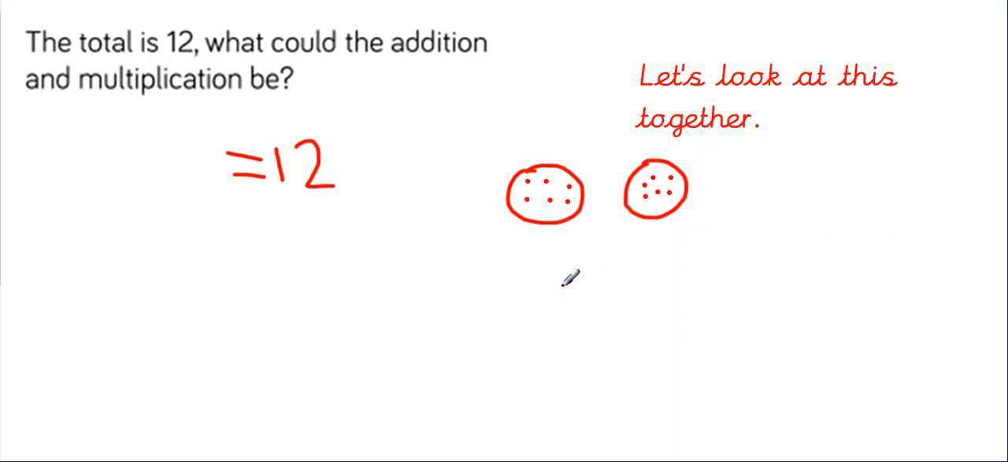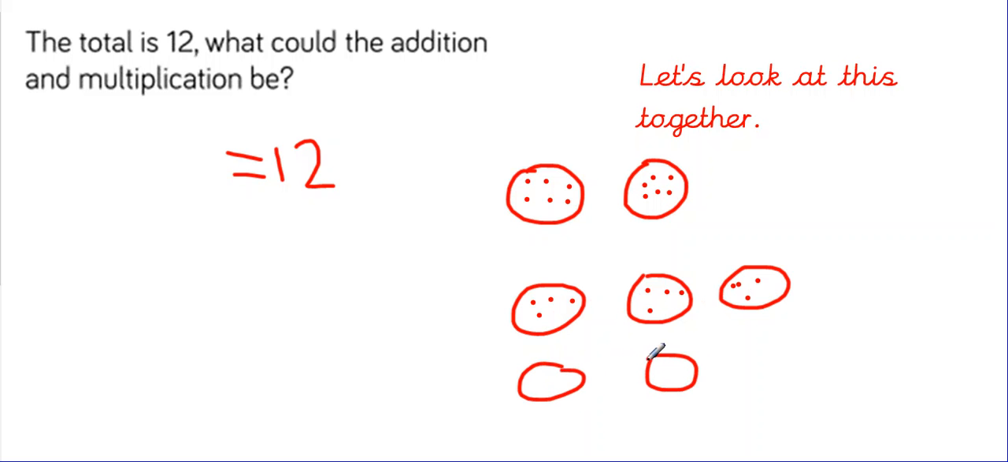Okay, I can also make three groups with 12. So I've got 1, 2, 3, 4, 5, 6, 7, 8, 9, 10, 11, 12. I can also make four groups. So I've got 1, 2, 3, 4, 5, 6, 7, 8, 9, 10, 11, 12. Okay? So what I would like you to do now is make the addition and multiplication for each of these. So that's your first one, that's your second one, and that's your third one. Pause the video now and have a go.